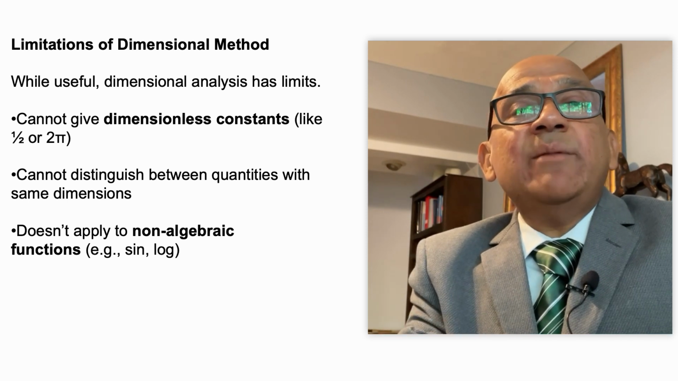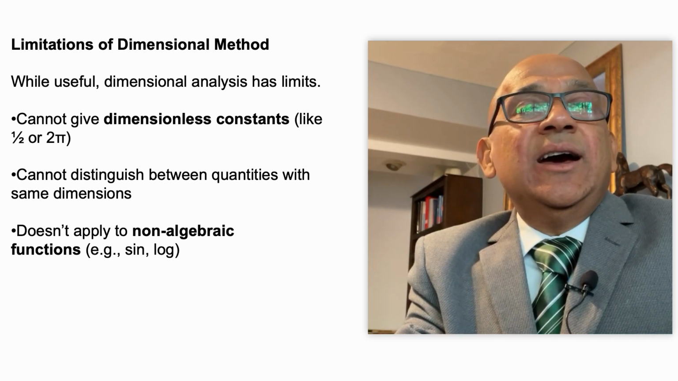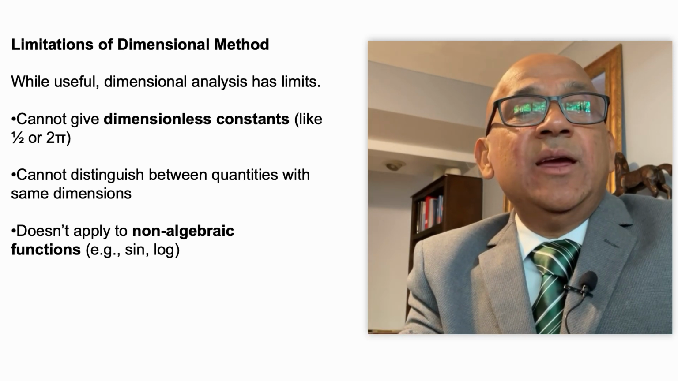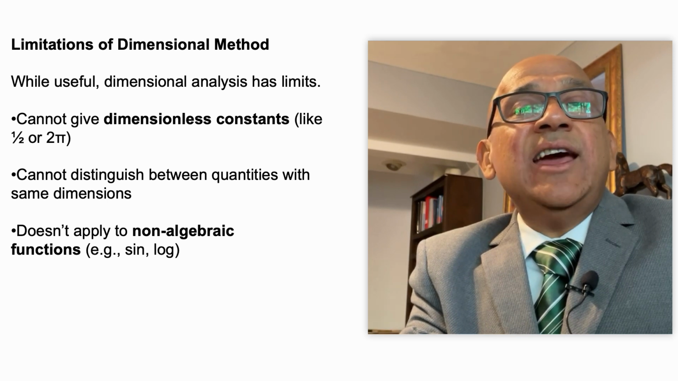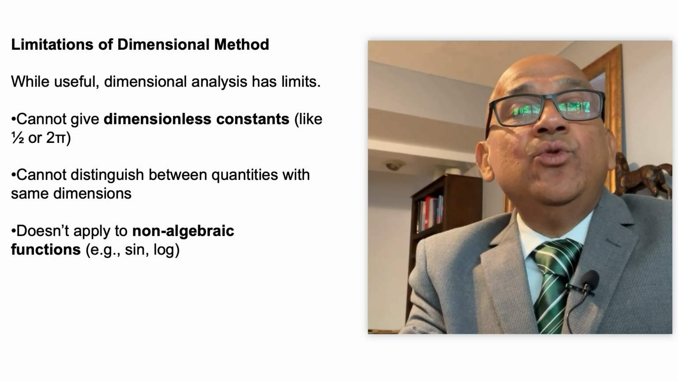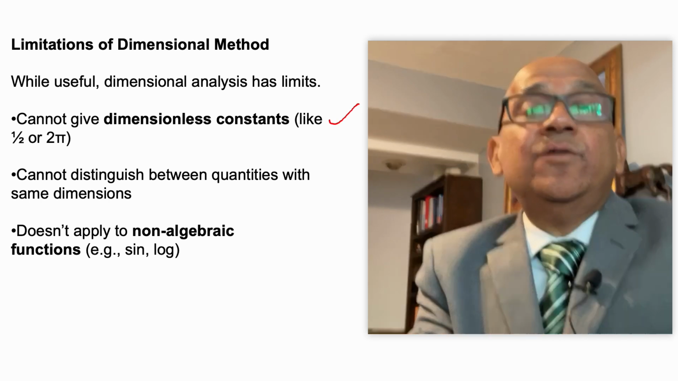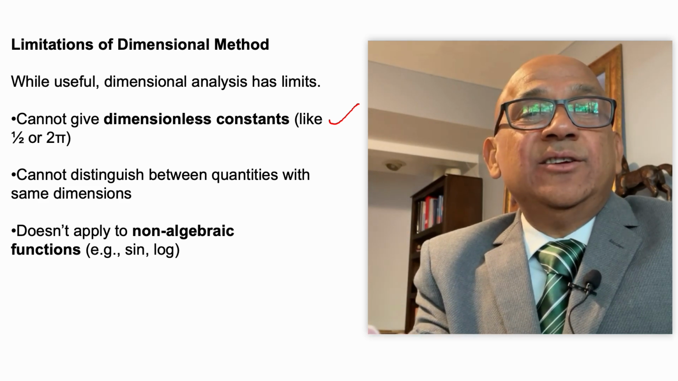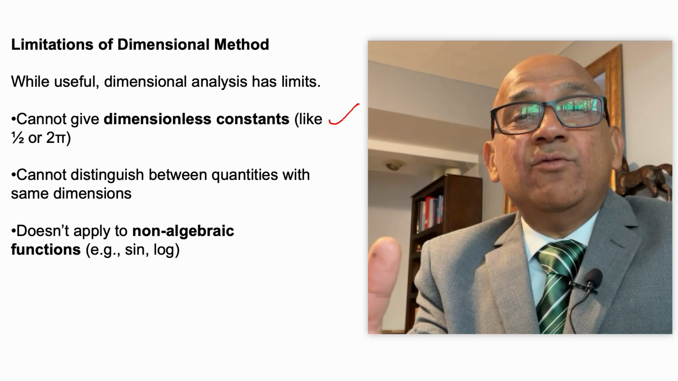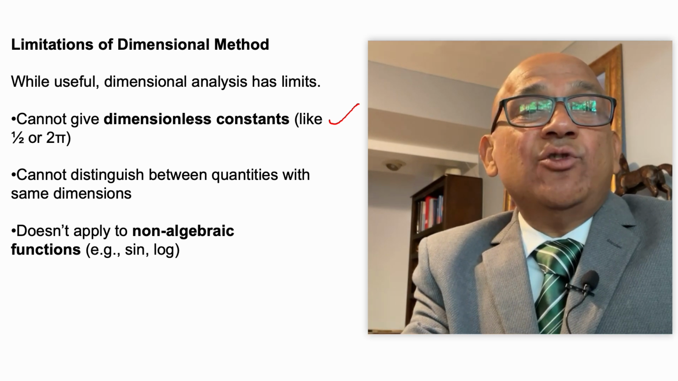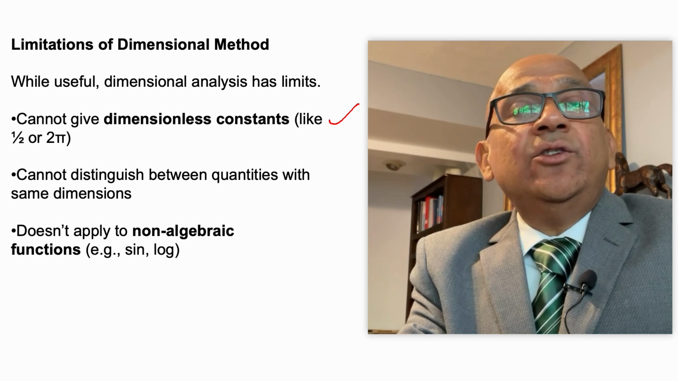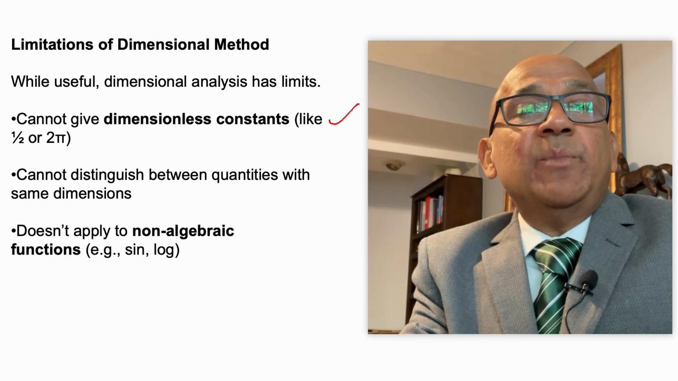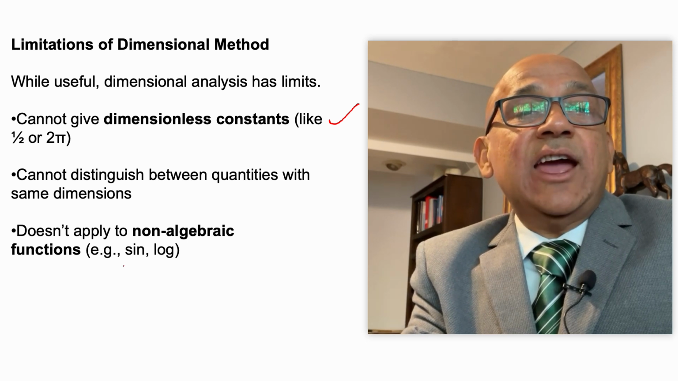What are the limitations of the dimensional method? While useful, dimensional analysis has limits. For example, it cannot give dimensionless constants like 1 by 2 or 2 pi. For example, in the derivation of the time period of a pendulum, we could not find the value of k, the constant, although we could find all other quantities, but that dimensionless constant cannot be figured out. It cannot distinguish between quantities with the same dimensions and does not apply to non-algebraic functions like sine or log.